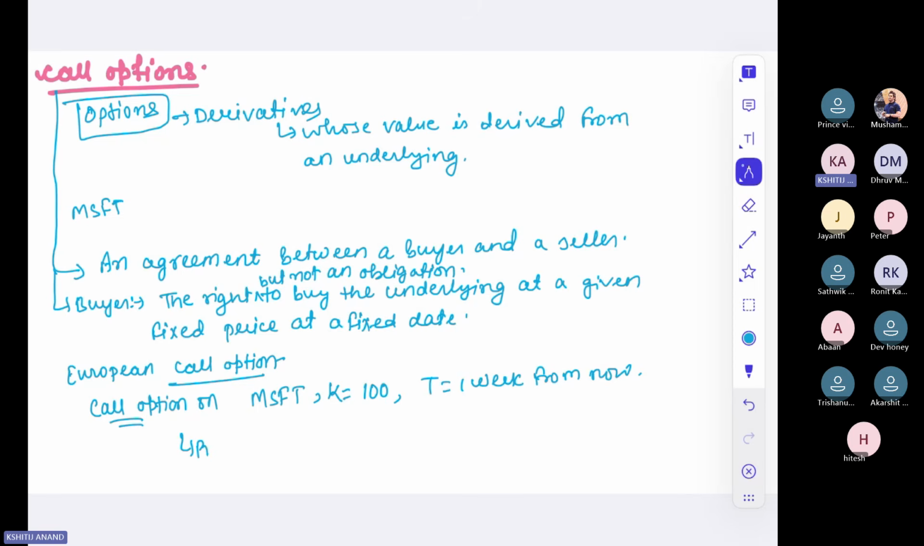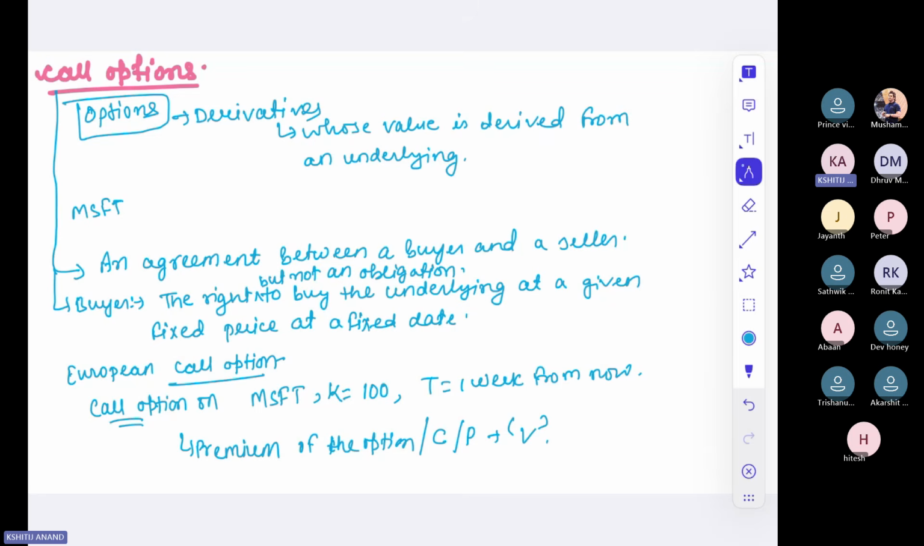So this premium, or this price, is called the premium of the call option, premium of the option. It is denoted by sometimes C for call option, P for put option, or sometimes in general V, value of the option right now. So this is the premium you will be paying to that person to enter into this particular agreement, right? So this is all about call option.